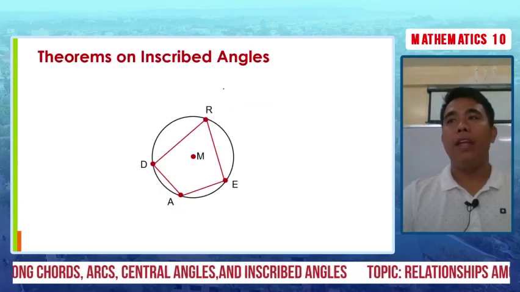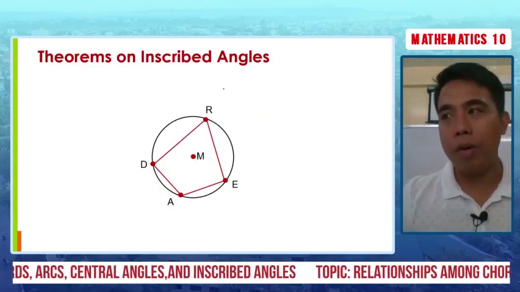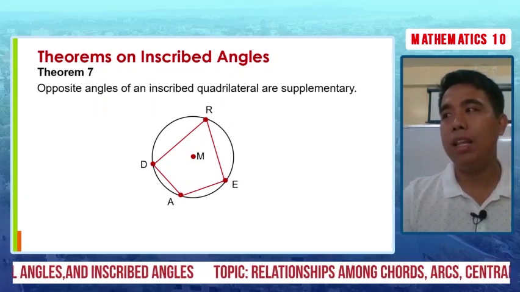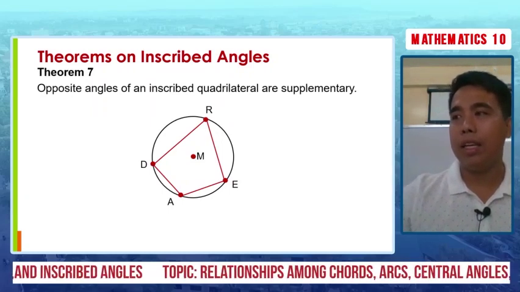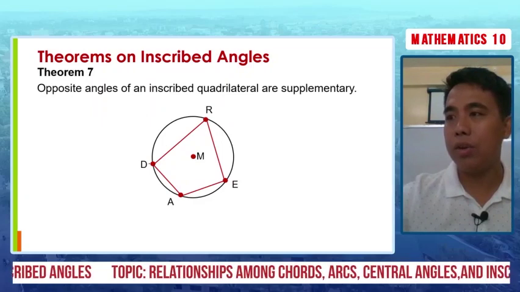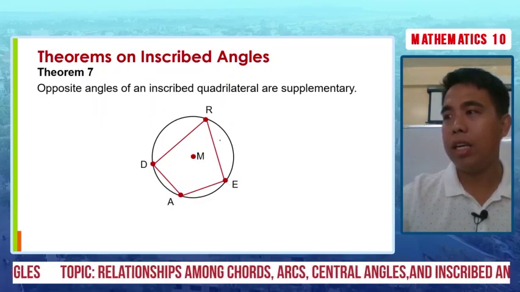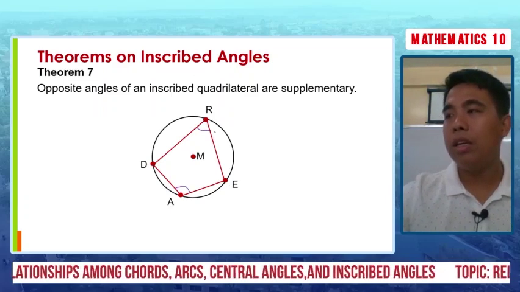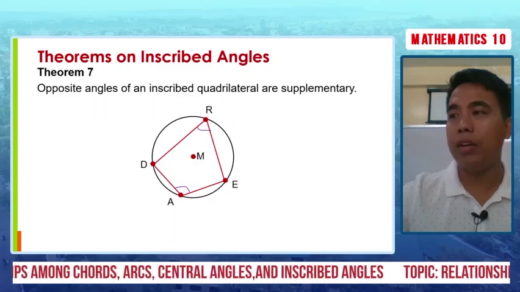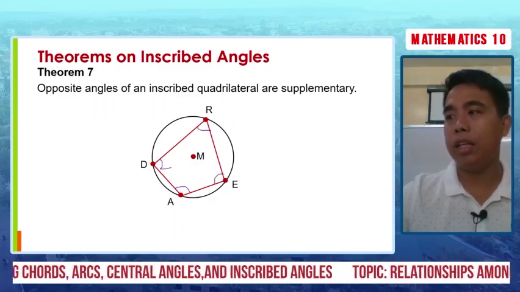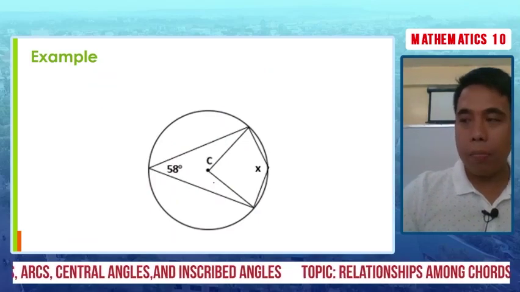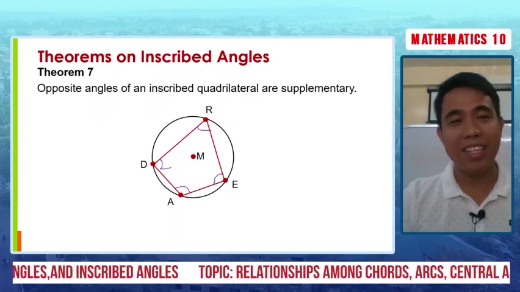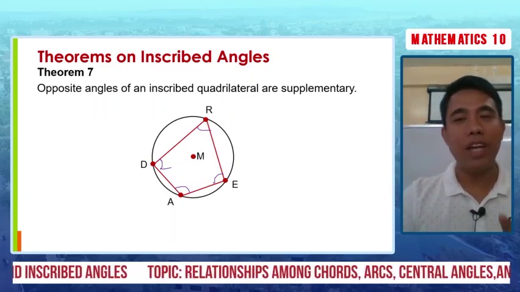Okay? And now, another theorem on inscribed angles: the opposite angles of an inscribed quadrilateral are supplementary. So we have here two inscribed angles, inscribed angle DRE and inscribed angle DAE. Prove that they are supplementary. The same goes for this angle and this angle. I'm not going to prove this one because it is part of your activity 3, so I'll leave that to you.